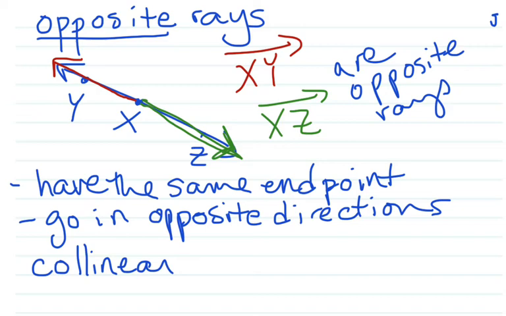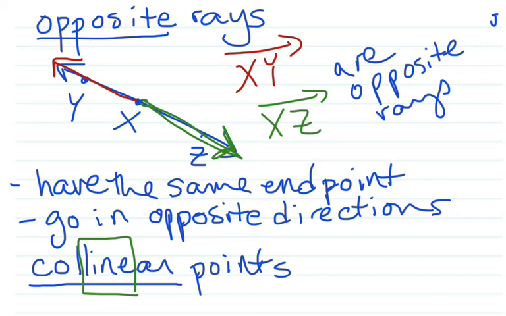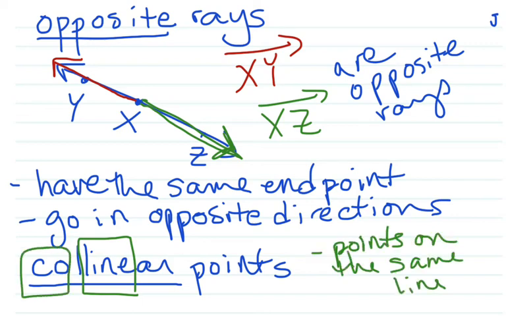Collinear points are just points on the same line. Line, and then co to mean on the same line. Just like co-workers, co-captains, co-managers, company, compadre, all those have that co prefix.